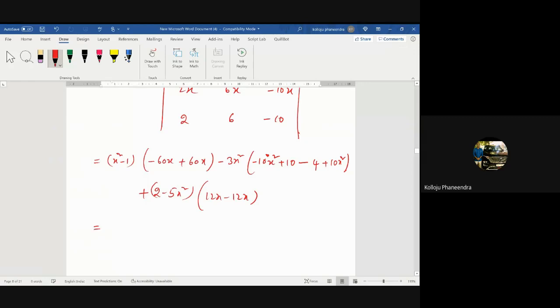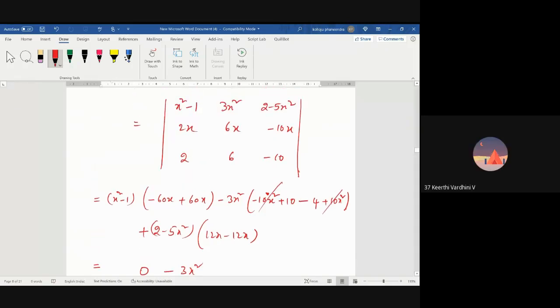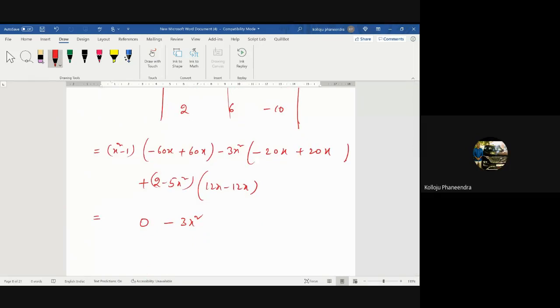This is equal to this part. First term is 0, minus 3x square. These two also get cancelled. Any mistake? So middle term minus 20x plus 20x. After minus 3x square into, yeah, this is a mistake. So what is this? Minus 20x plus 20x. Done. So everything is 0, right?